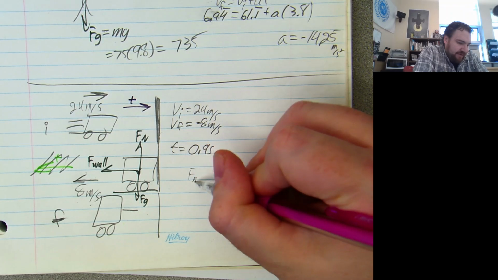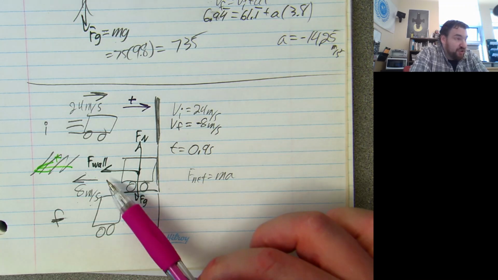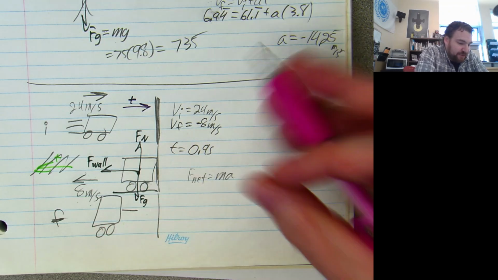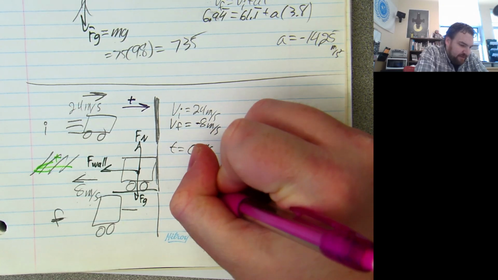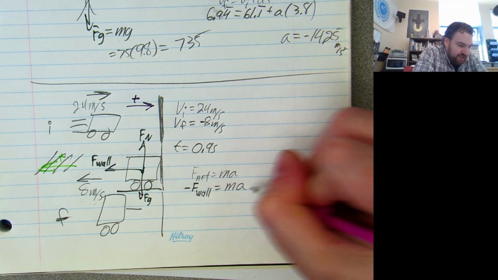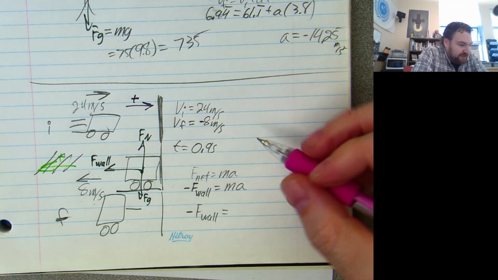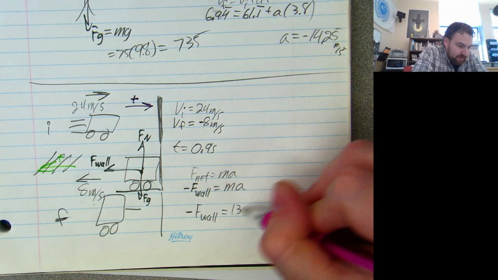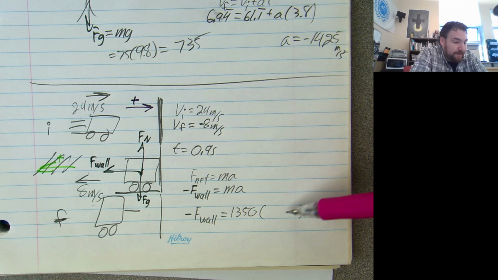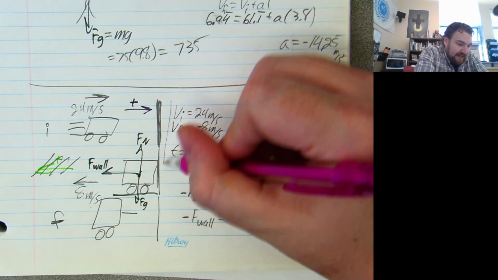Well, F net equals ma. The only force acting in the direction of motion is the wall. It's the only force acting left or right. And in this case, it's acting to the left, so it's going to be negative. So we're going to get negative F wall is going to equal the mass of the car times its acceleration. We're looking for F wall, so negative F wall is going to equal the mass of the car, which is 1350, times A. And we need this value for A. That value for A is going to come from this kinematic data right here.